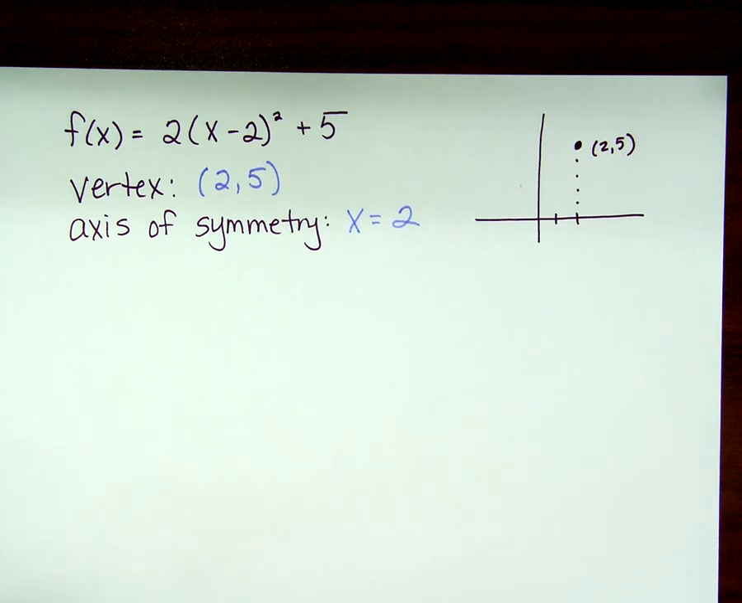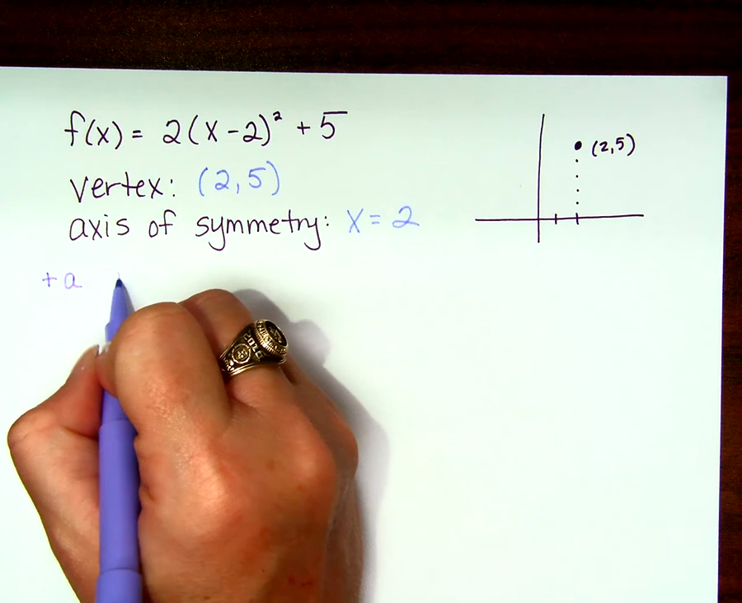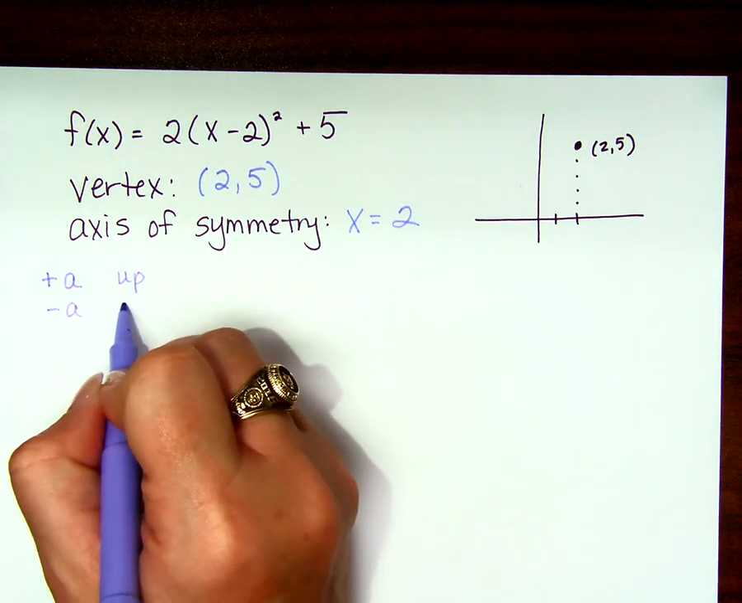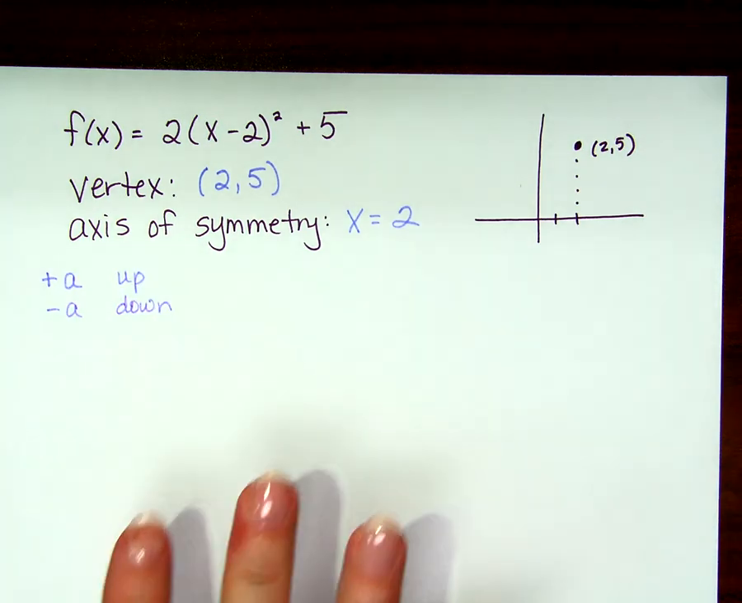Does this parabola open up or down? How do you know it opens up? Because it's positive. So if A is positive, it opens up. And if A is negative, it opens down? Yes. Okay. Just write myself some little notes.